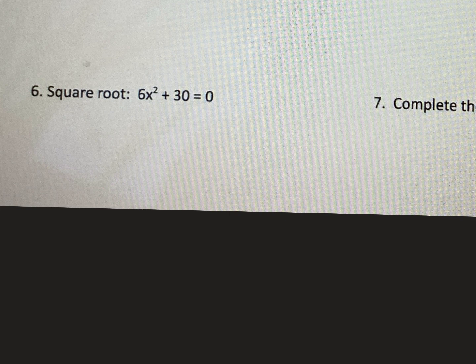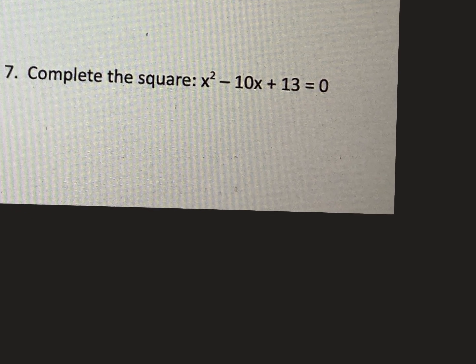6 kind of follows that same pattern. I'm going to move that 30 over, make it negative 30. Divide by 6 makes it negative 5 because it's x squared. Take the square root of both sides. Plus or minus, because it's a negative square root, take out an i, you square 5.